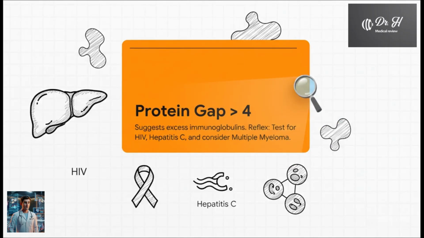First up, the protein gap. You take the total protein, subtract the albumin, and if that number is greater than 4, alarm bells should be going off. It means there are extra proteins floating around, usually immunoglobulins. So your mind should immediately jump to things like chronic infections, HIV, Hep C, or even something like multiple myeloma.